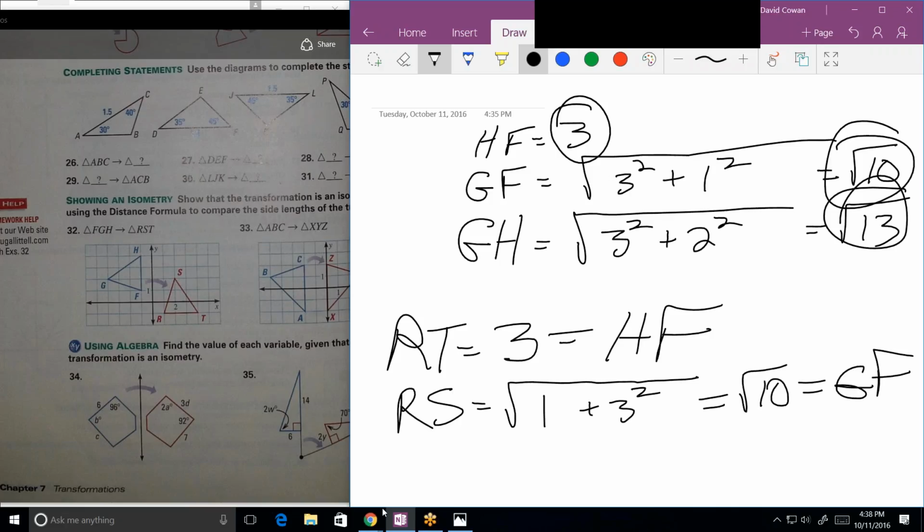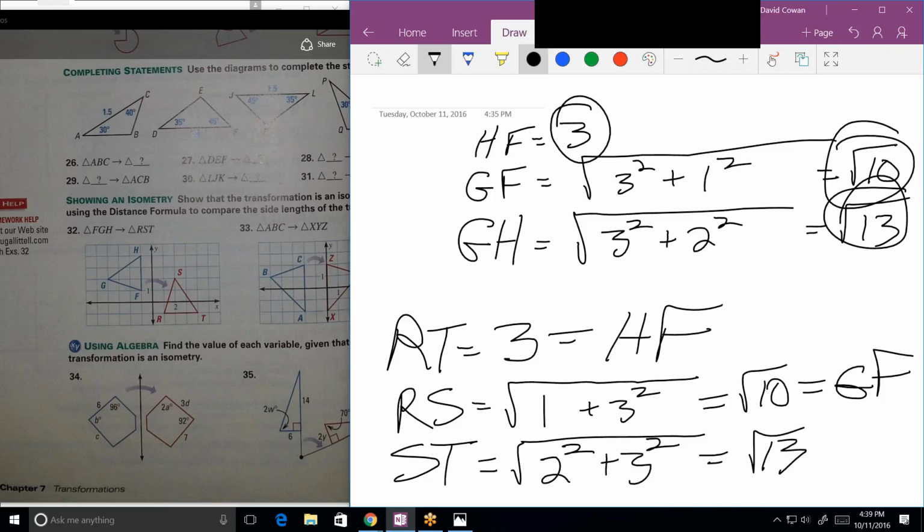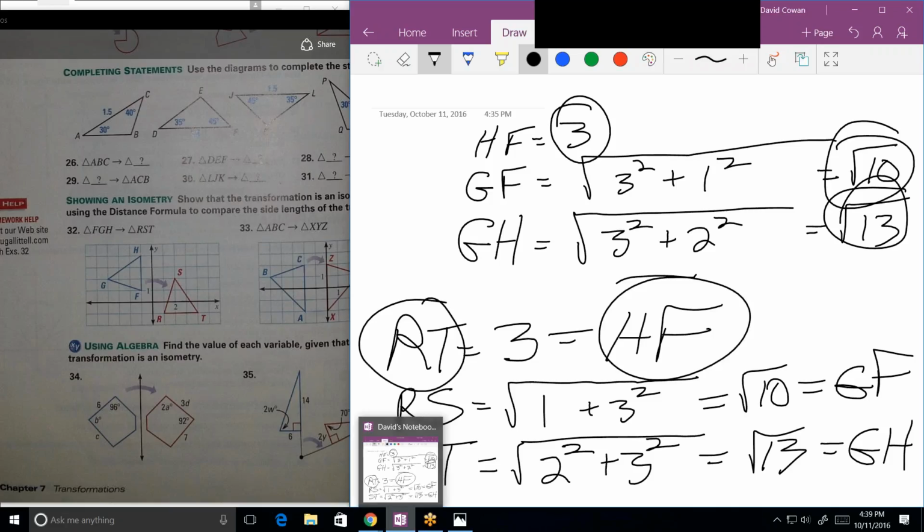You only have one other to check, and that's ST. So the square root of 2 plus 3. Don't forget to square each one of them inside. Square root of 2 squared plus 3 squared, which is the square root of 13, which is the same as GH. So you have that side equal to that side, side-side-side. They are both congruent. They are isometries.